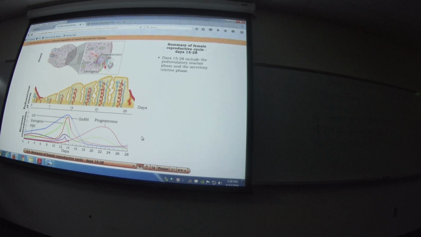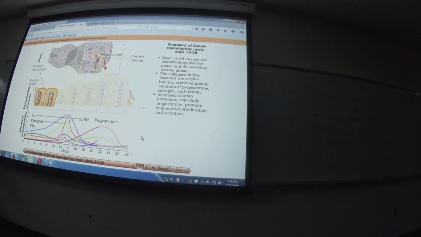During days 15 through 28, the post-ovulatory and secretory phases of the ovarian and uterine cycles, the ruptured follicle collapses and reforms to become the corpus luteum. The corpus luteum secretes estrogen and larger amounts of progesterone, causing the endometrium of the uterus to further thicken.